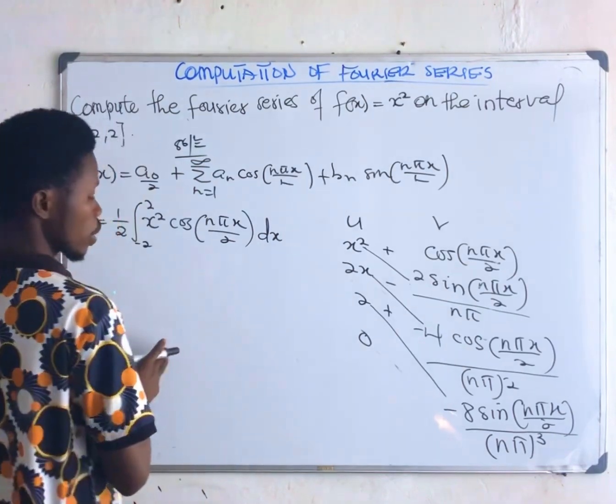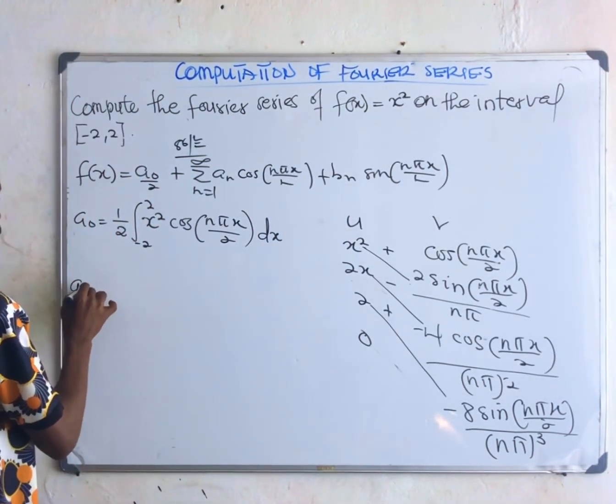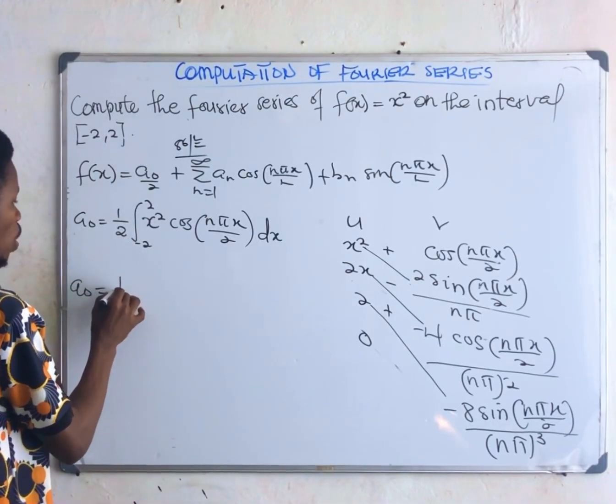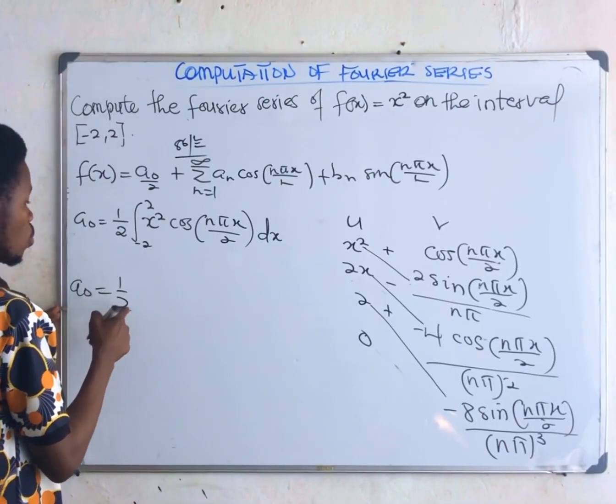Is that okay? If that one is agreed, then we can say that a naught is equal to 1 over 2. You see, the first one I forgot the pi. That's why there was pi there. 1 over 2.